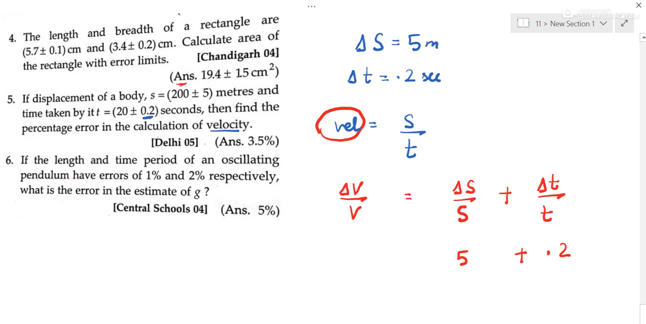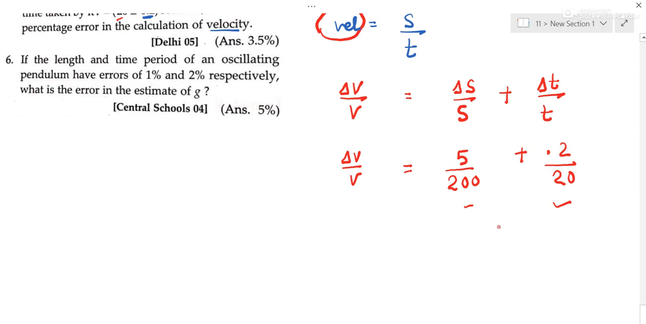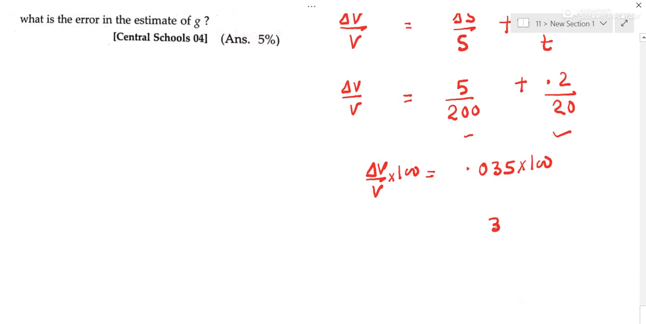Put the main values. Displacement main value is 200 and time's main value is 20. So this will be equal to relative error in velocity. Now divide peacefully, add, addition will come as 0.035. Okay, addition will come as 0.035. You do check your mathematics. So this is equal to del V by V. This is relative error in velocity. Now to find out percentage error, you will multiply like this. So this will come as 3.5%. And here you will write relative error in velocity.